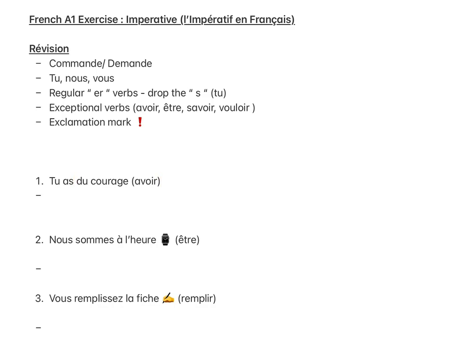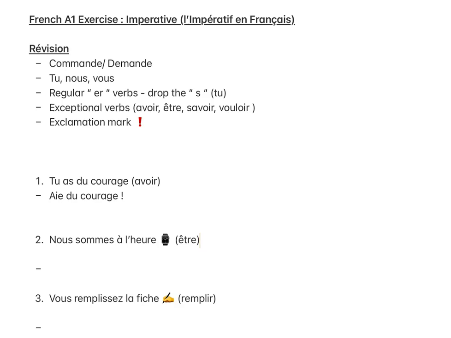Now the verb avoir is one of the exceptional verbs when it comes to the imperative form. So we need to make the imperative form for the verb avoir with respect to the subject pronoun tu. In that case, we get aie, and then the remaining sentence as it is. And of course, we must add the exclamation mark. Aie du courage, which means have courage. Moving on to the next sentence.